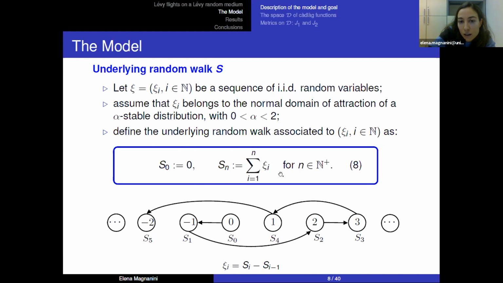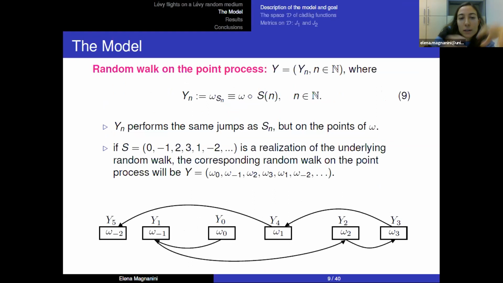So for example, again, here in the picture, you can see a possible realization of S. So S0 is equal to zero, S1 is equal to minus one, then for example, X2 is equal to two, and so on. Okay, by putting together these two ingredients, we can define the random walk on the point process Y, which is defined as omega labeled by Sn. So instead of having omega k, here we have omega labeled by this random variable. And this definition is equivalent to considering the composition of omega with S computed in n. Okay, so notice that the Yn performs the same jumps as Sn, but on the points of the environment.